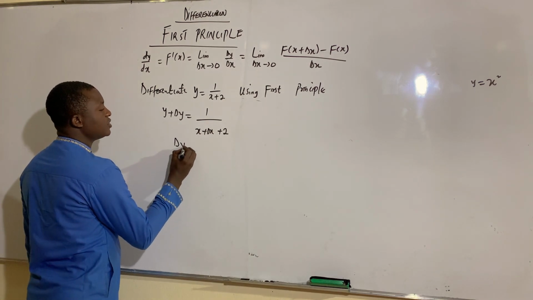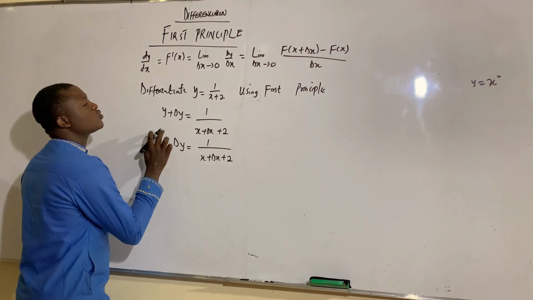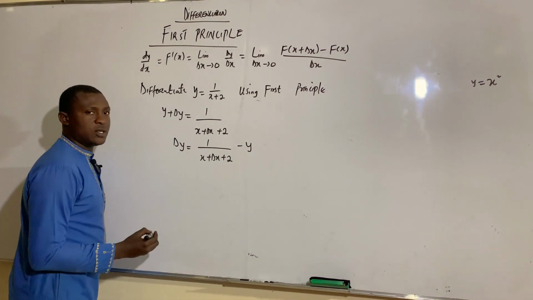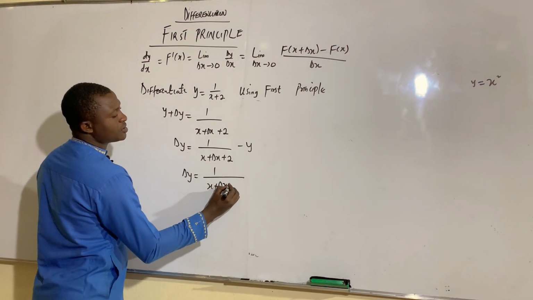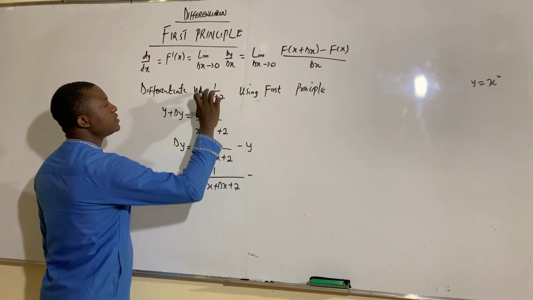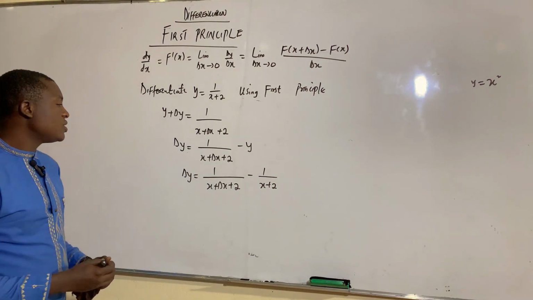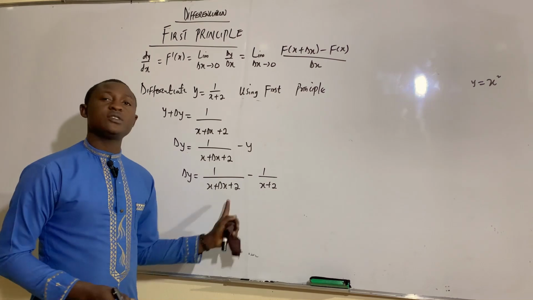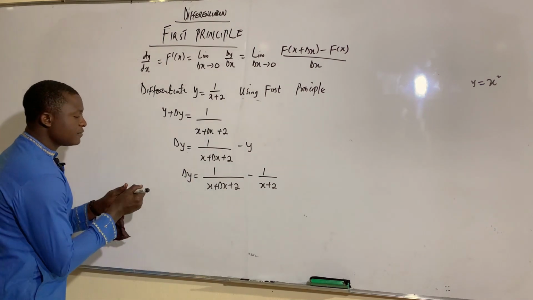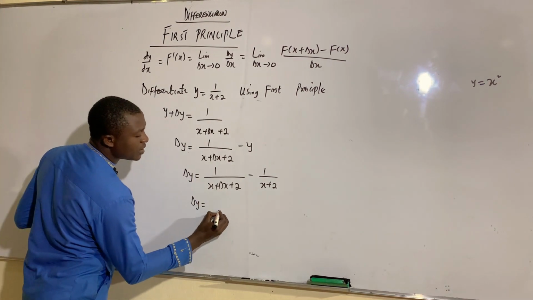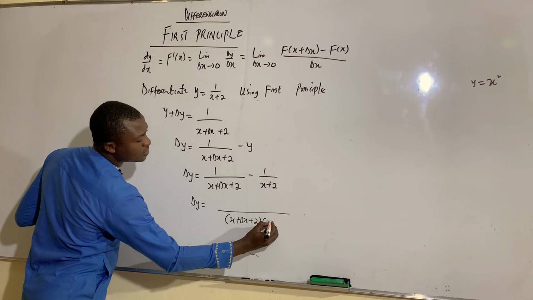So down here we have change in y is equal to 1 over x plus change in x plus 2. So this is plus y, so when it comes here, it's going to become minus y. So here we have change in y is equal to 1 over x plus change in x plus 2 minus our y. Our y is nothing but 1 over x plus 2. You get it right? So the next step is to find the LCM by combining these together. LCM here is going to be, when we combine this together, down here I can have change in y is equal to LCM of this. The first one is x plus change in x plus 2, and the second one is x plus 2.